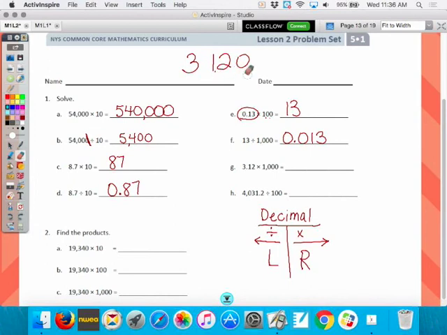Okay, now how many of you feel the need to check it on the place value chart? We can. So the answer is 3,120. Is that what you got for your answer? Yes. Okay. Let's try the next one. Ooh, that's a long number. 4,031.2. 4,031 and 2/10. Write that down.